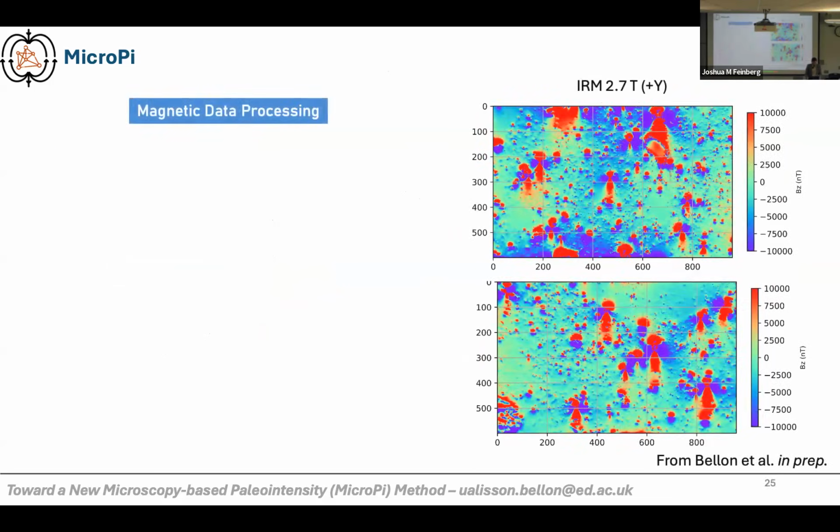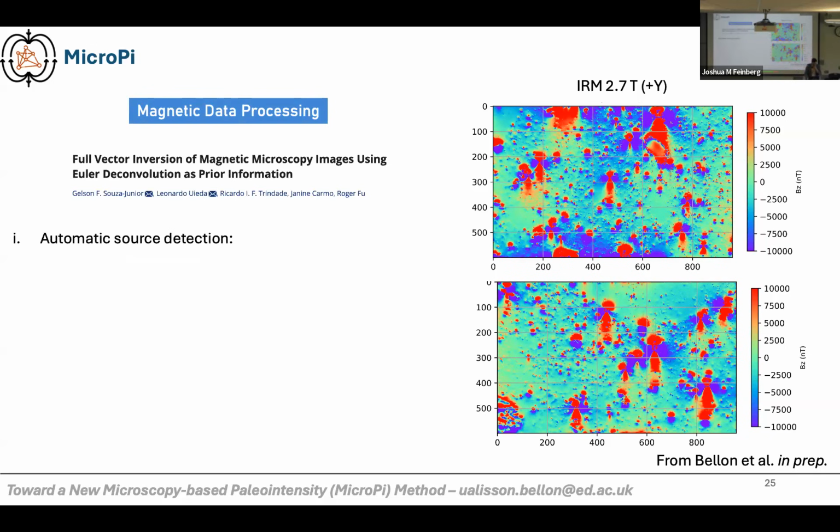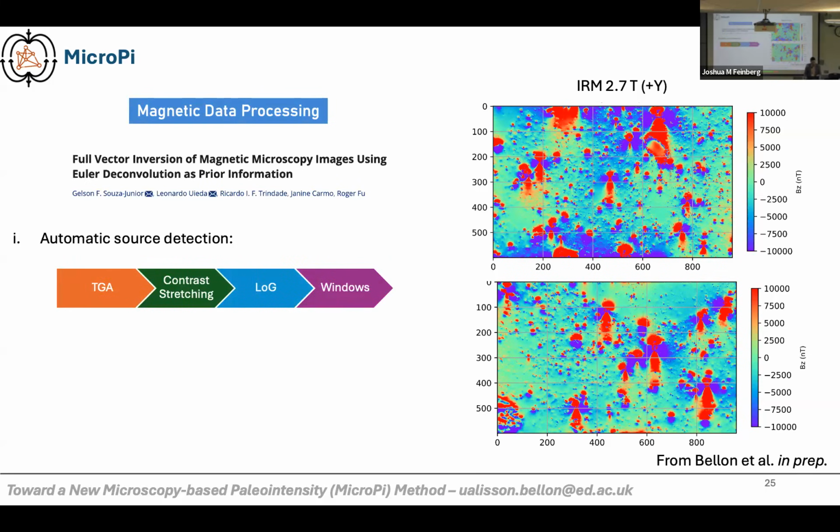So going with the results, how do we process the data? This is interesting because, as Frank said, this is a brand new area. There are many people trying different approaches and trying to really find out what's the best way of getting to meaningful results. To detect the sources on the surface, meaning the anomalies, we use an automatic source detection that Gelson has developed, which basically calculates the total gradient of the anomaly on the surface. It tweaks the contrast of these anomalies, calculates the log of the Gaussian, and then tries to identify where each anomaly is.